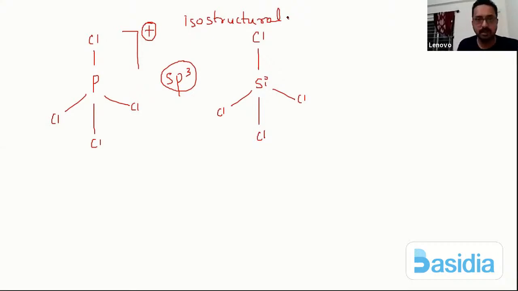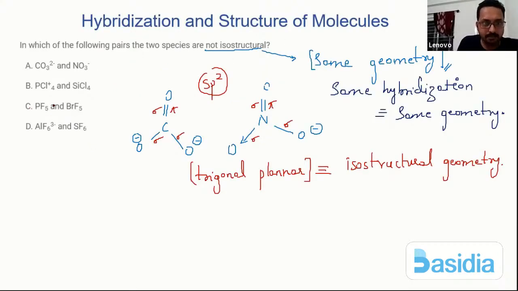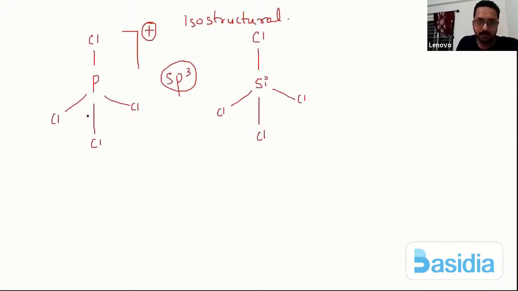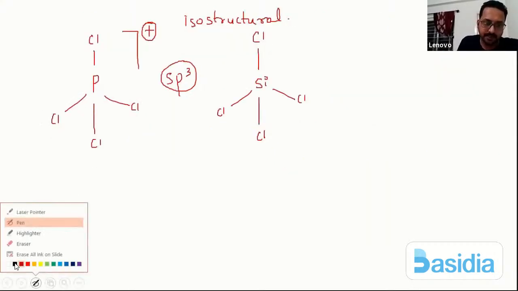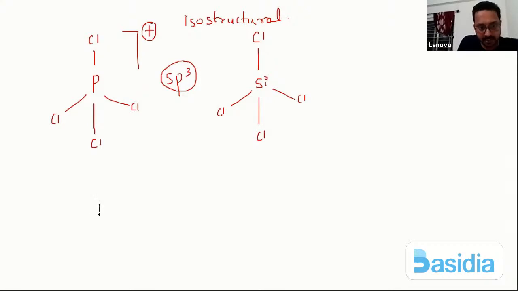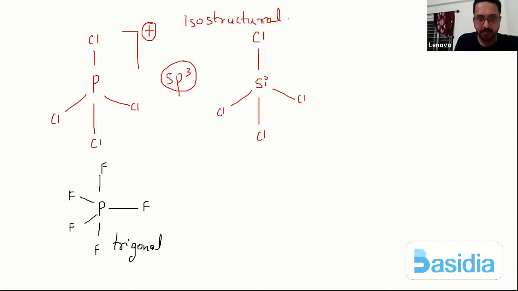Okay. PCl4 plus and SiCl4. Now let us try to understand the PF5 and BrF5. PF5 we have just discussed, correct? Here you find a fluorine, here a fluorine, then a fluorine, then a fluorine over here, and a fluorine over here. So I clearly understand this is trigonal bipyramidal, correct? This is going to be a trigonal bipyramidal structure.